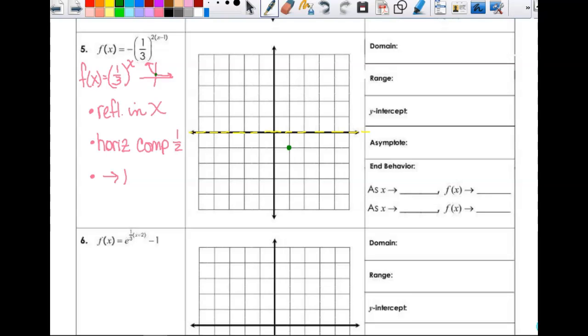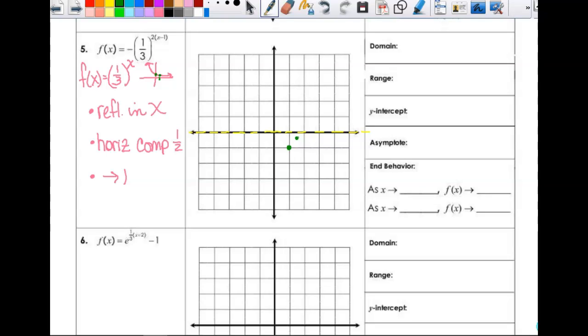So then for my parent function, when x is 1, what is y? 1/3. Good. So I'm going to go to 1, 1/3. I'm right here. I reflected in the x, so I'm down here at -1/3. Horizontal compression by 1/2, so I go to 1/2 right there, and then I move to the right one. I'm about right there. Does that point make sense? Okay.